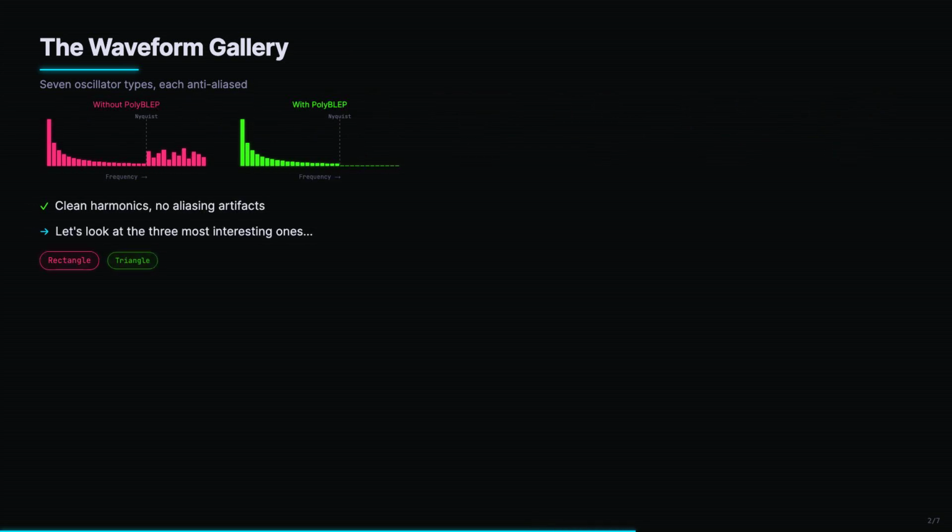Every waveform with a discontinuity uses polyblep anti-aliasing, the technique we covered last episode. The result? Clean harmonics without the aliasing artifacts. Let's look at the 3 most interesting ones in detail.